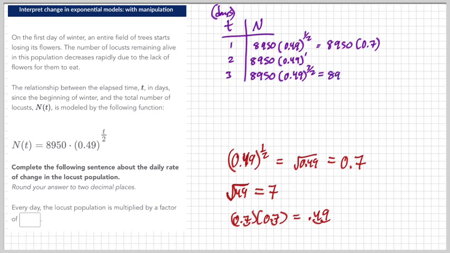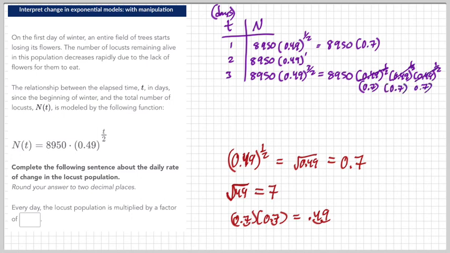It goes 8950 times 0.49 to the 1/2, times 0.49 to the 1/2, times 0.49 to the 1/2. How many of these? 3 halves. I don't know if this helps, but this makes a lot of sense to me. I hope it makes sense to you. Do you guys know what this is? We went over it right here. What is 0.49 raised to the 1/2 power? 0.7. So this is 0.7. This is 0.7. And this is 0.7.